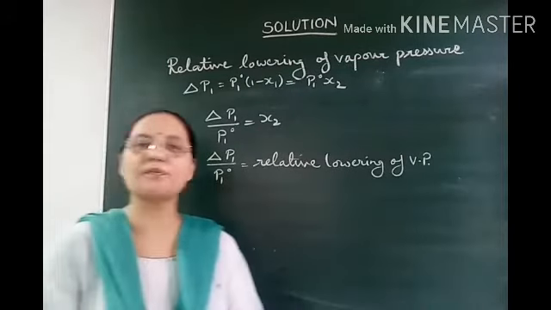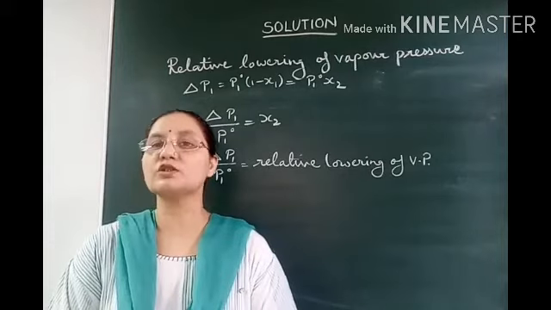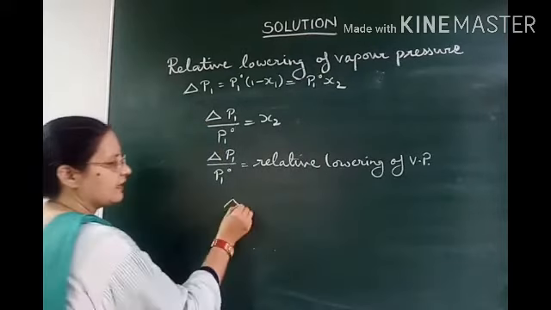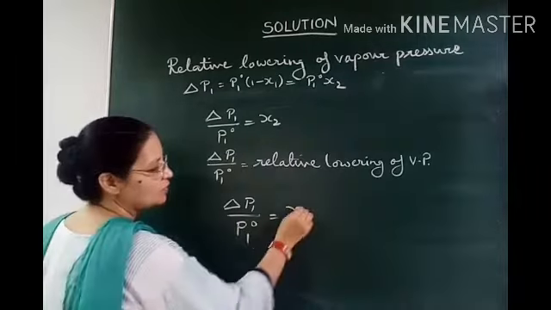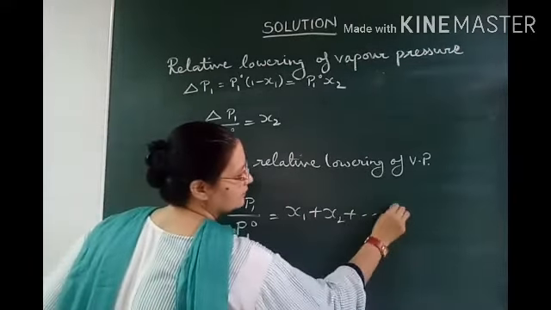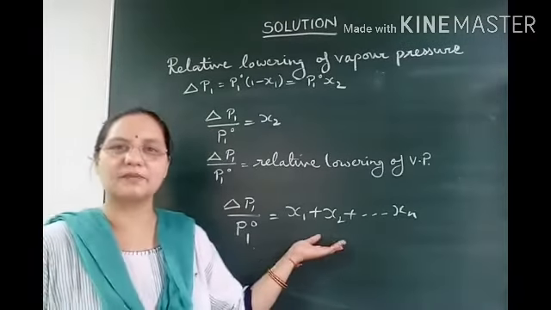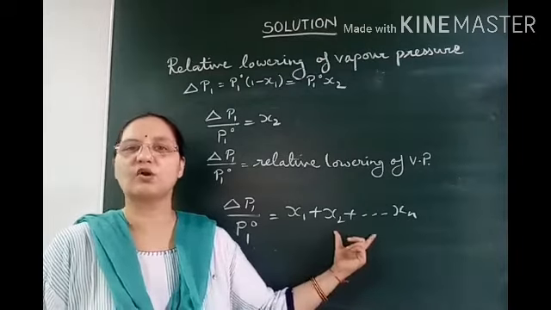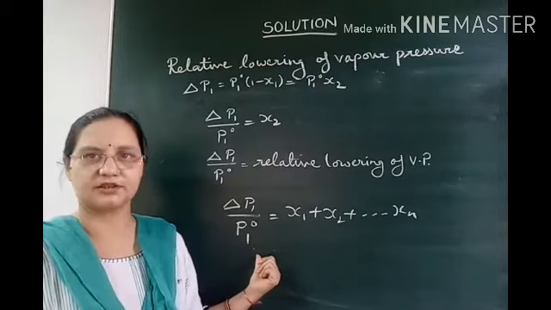If the solution is not binary and is made by adding 2 or more solutes, then we can say that the relative lowering in vapor pressure is equal to the sum of the mole fractions of all the solutes. If 2 or 3 solutes are being added, the sum of mole fractions of all the solutes is equal to the relative lowering of vapor pressure.